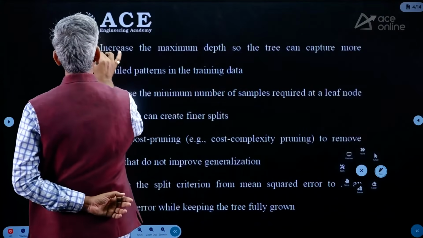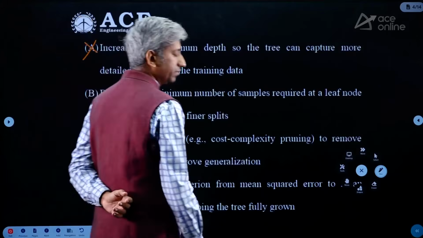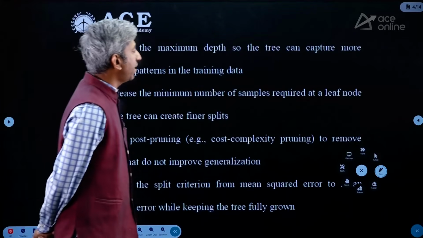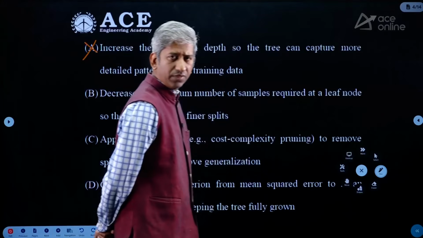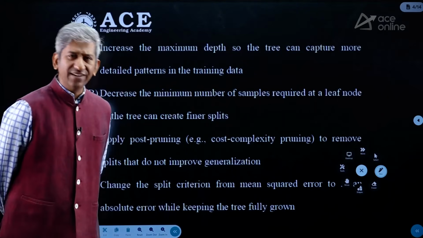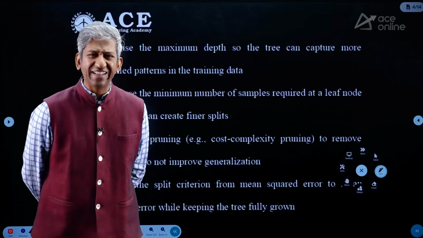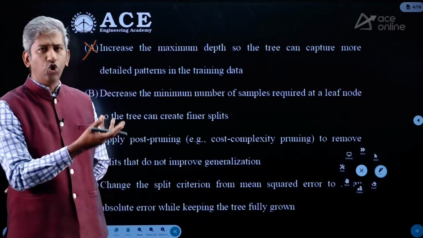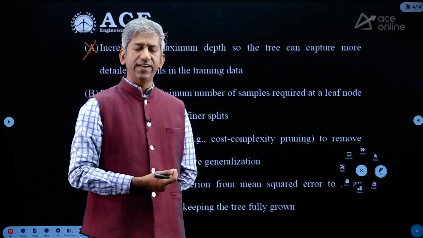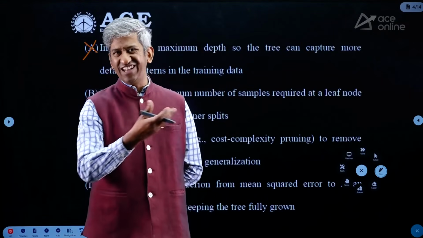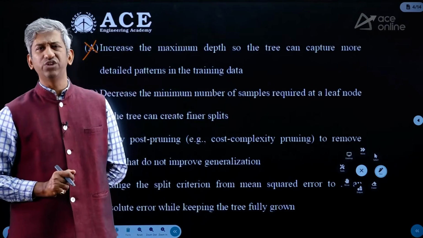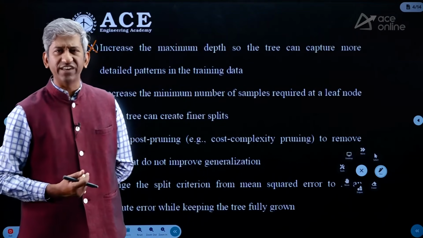Option A is incorrect. And decreasing the minimum number of samples required at a leaf node. Let us say at this stage, for example, it is having 20 data examples in a node. Let us say in a node, if I am having 20 data examples, then I will take the average of those 20 data examples and I am able to convert that into a leaf node, 20 or less than 20.